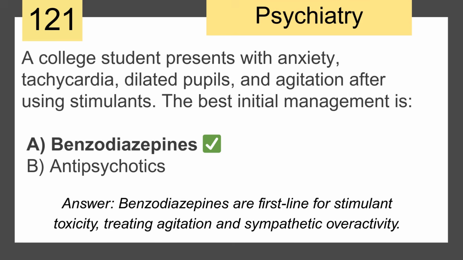All right, we're up to the last 30 questions. Question 121. A college student presents with anxiety, tachycardia, dilated pupils, and agitation after using stimulants. We use benzos for stimulant toxicity.